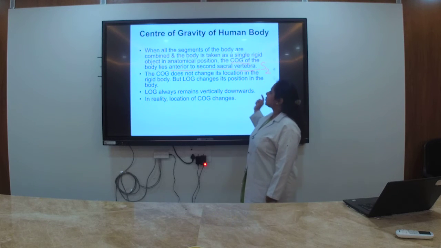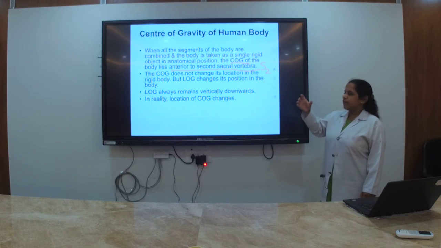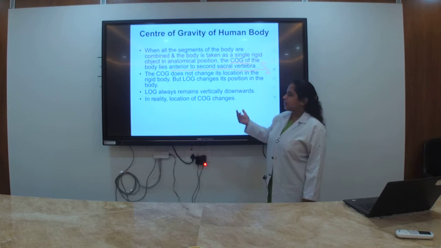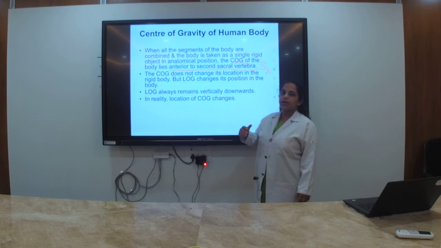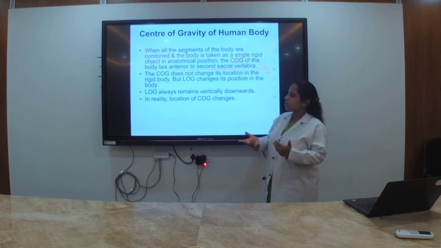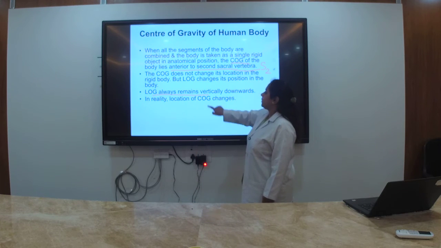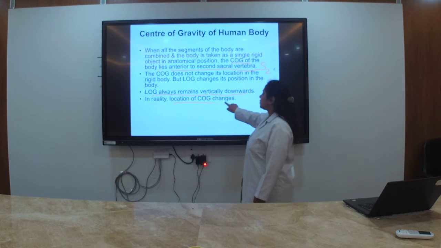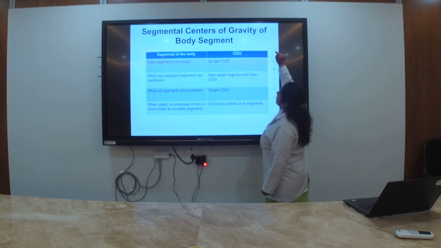The COG does not change its location in the rigid body, like when we are sitting, when we are standing, the location of COG is constant, but as we all know, we are not constantly sitting or constantly standing, but we are moving around. We are walking, we are running, we are doing sit to stand, we are bending, we are lifting objects. So LOG, that is line of gravity, does not remain vertically downwards always, and in reality the location of COG changes, so the line of gravity also changes.